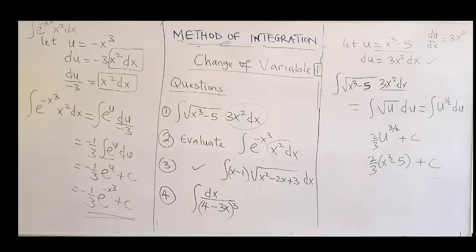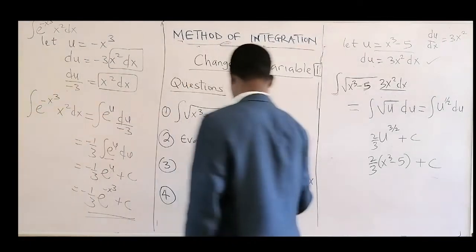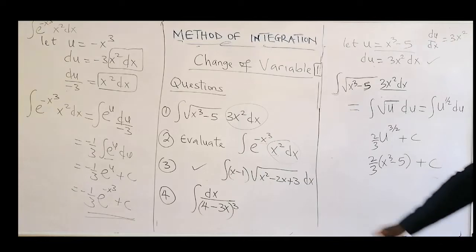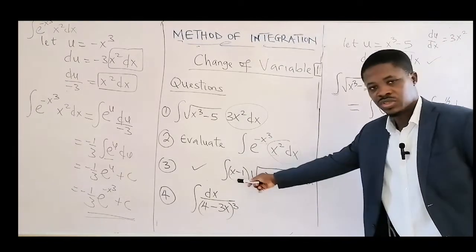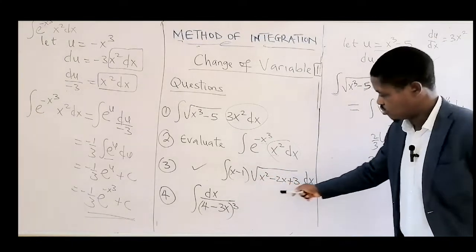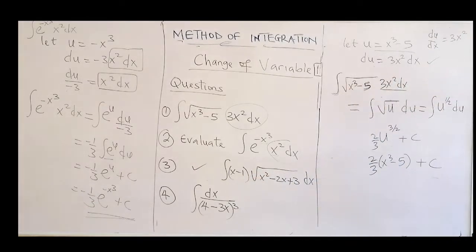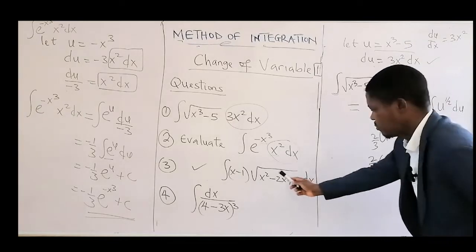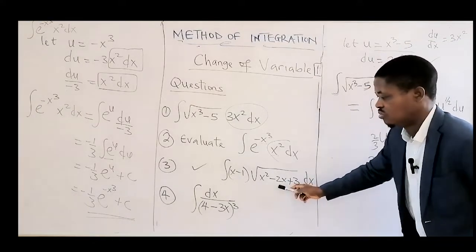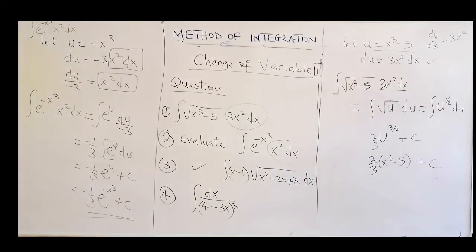For question 3, look at what we have here. Which one looks complex here? That's what here is higher than this one. By the time you change the variable, you realize that when you differentiate it, you're going to have something like x minus 1 dx. Let's try that. The derivative of this one will give you 2x minus 2, which is almost the same as this one.